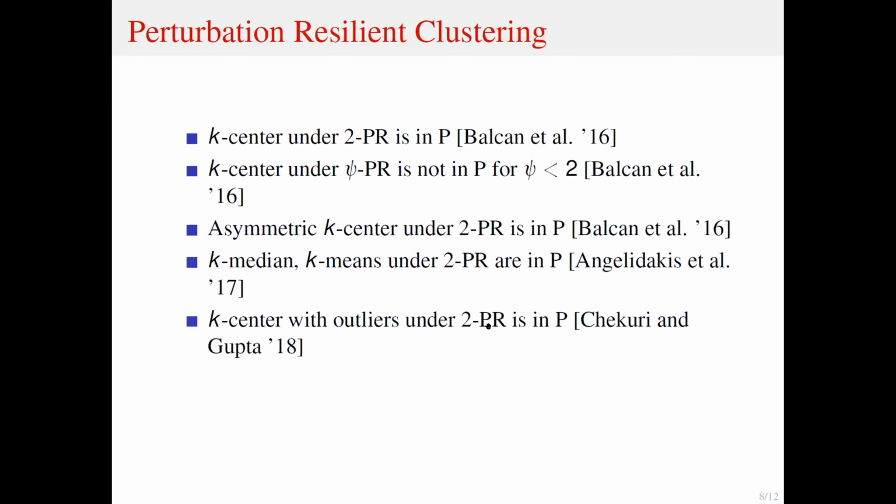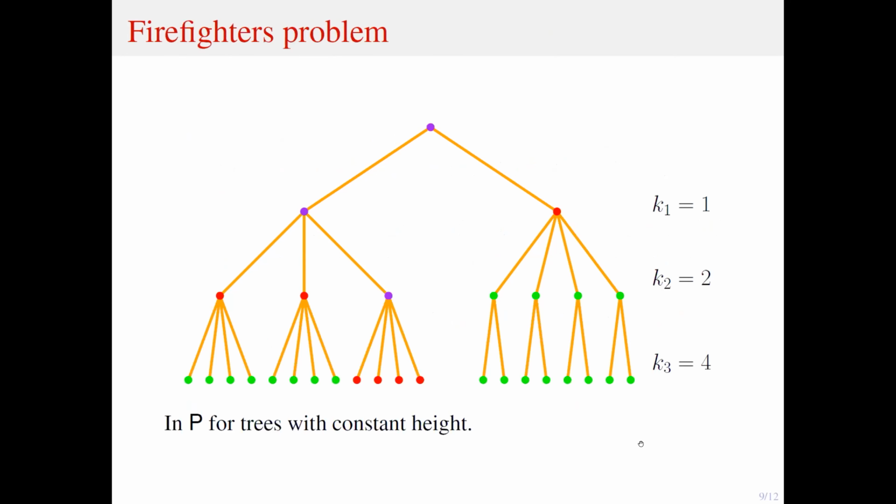And similar polynomial time algorithms can be obtained for many other clustering problems, including K-center with outliers, which is also a special case of non-uniform K-center. So in this work, we showed that NUKC under 2PR can be solved in polynomial time if we have a constant number of radii classes. And we show this by showing a reduction from this version of the problem to a firefighter problem on trees with constant height. This constant corresponds to the constant number of radii classes. And this version of firefighter can be solved in polynomial time. So we also obtain a polynomial time algorithm for our version.